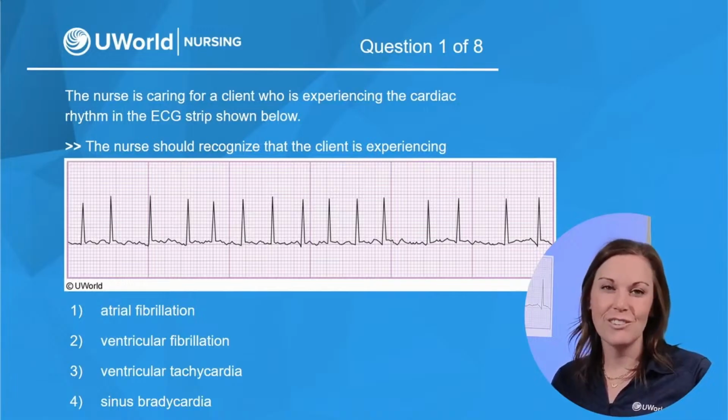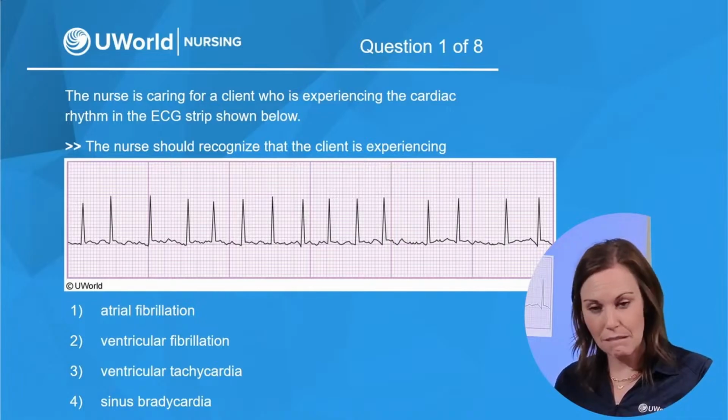Again, if you guys are just joining us, we are covering ECG strips today, so talking about different dysrhythmias.